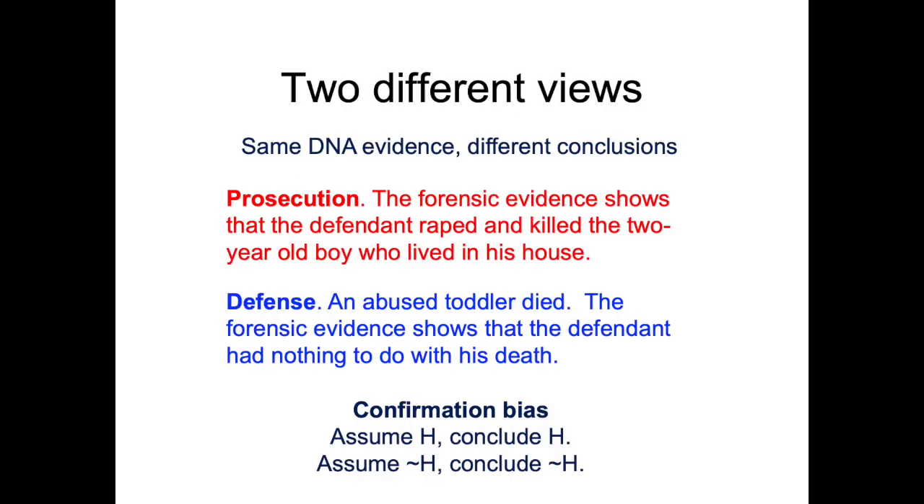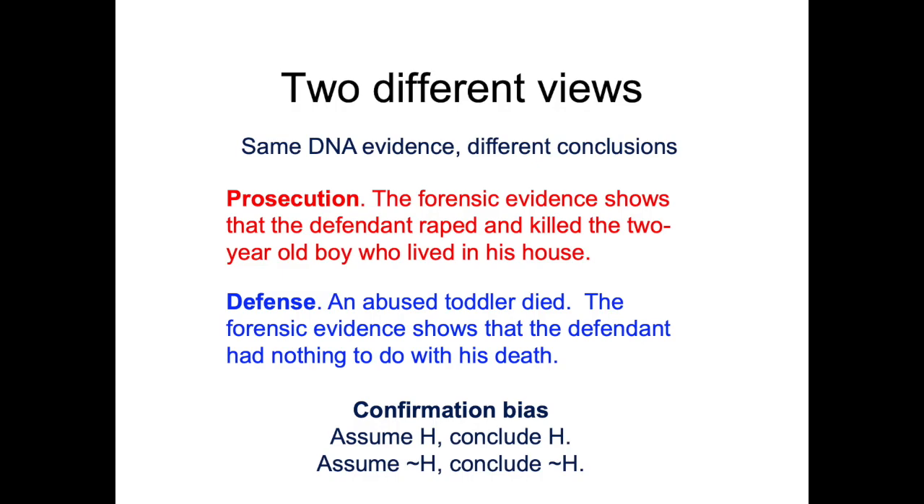There are two opposing views of the same DNA evidence, reaching diametrically opposed conclusions. The prosecution, relying on what the crime lab found, mainly the victim and the defendant being present on evidence items, believes that the forensic evidence shows that the defendant raped and killed the 2-year-old boy who lived in his house. The defense is looking more at the computer's larger results that finds far more matches. In their view, an abused toddler died. The forensic evidence shows that the defendant had nothing to do with his death.